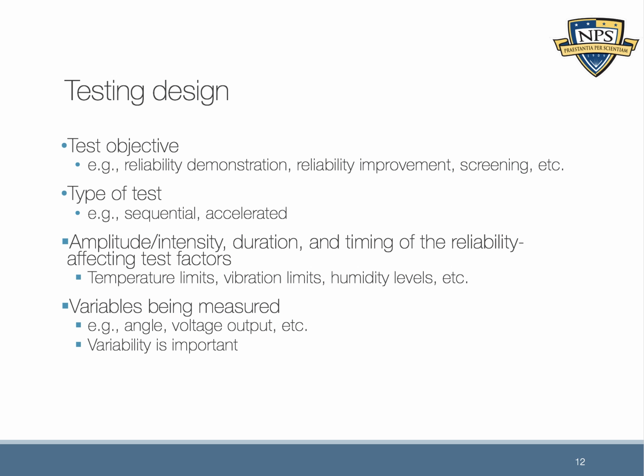A very important one is the amplitude and intensity, duration, and timing of the reliability affecting test factors. So we went over the reliability affecting test factors. I have some examples here: temperature limits, vibration limits, humidity levels, right? So in terms of test design, we have to understand what are the values of those, and so I'm calling those amplitudes and intensities, right? So what are the actual temperature limits, high and low, not just high. What are the vibration limits, things like that. When do those occur, right?